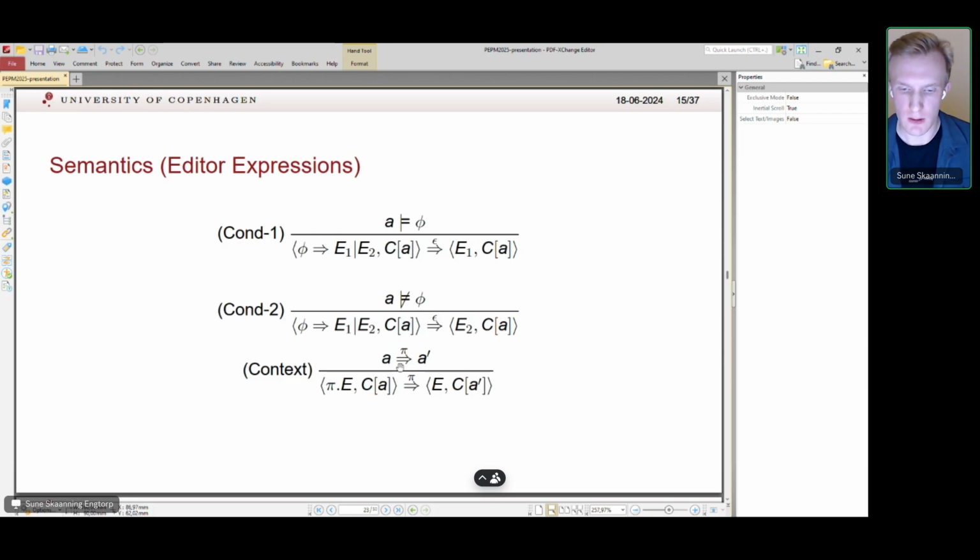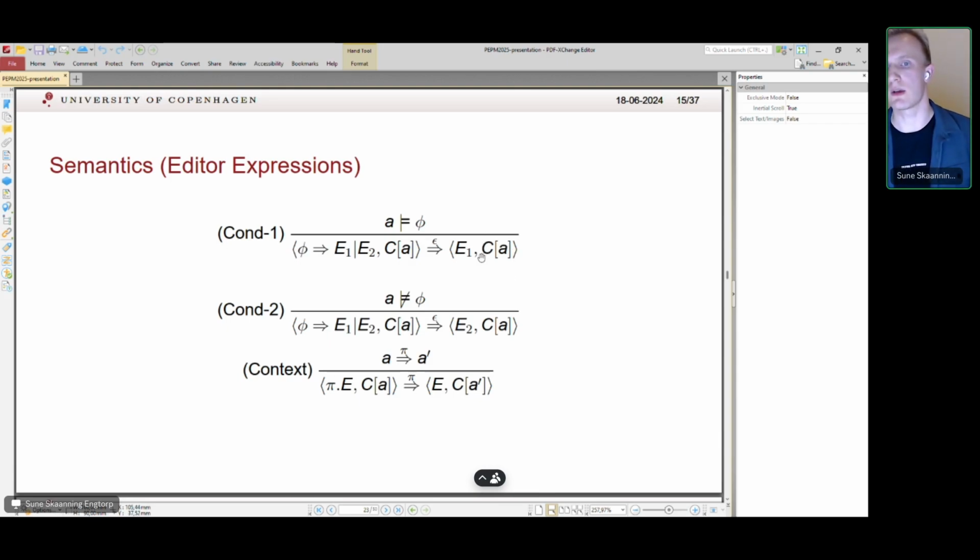The semantics of the editor calculus are defined as small step semantics. I will not be presenting all of them, but here are some. So for example, we have conditionals. So if an abstract binding tree, or ABT, satisfies phi, then we will execute E1. And the abstract binding tree will remain unchanged.